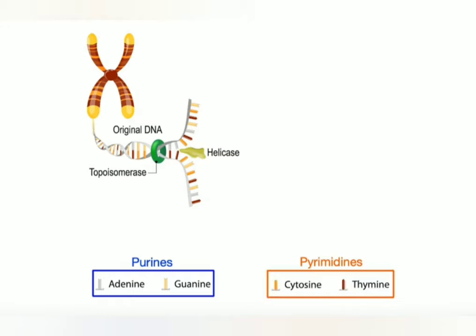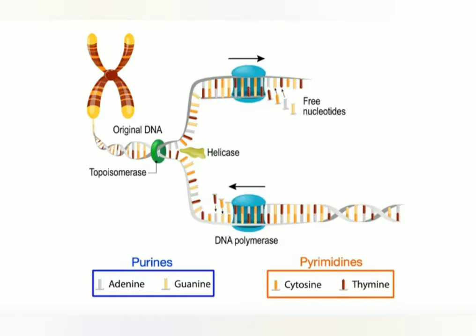Now, once the DNA strand is open, with the help of an enzyme called DNA polymerase, each nucleotide base is then bonded to a new free-floating partner. Adenine pairs with thymine, and guanine pairs with cytosine to form a new strand of DNA, which is essentially an exact copy of the original version.